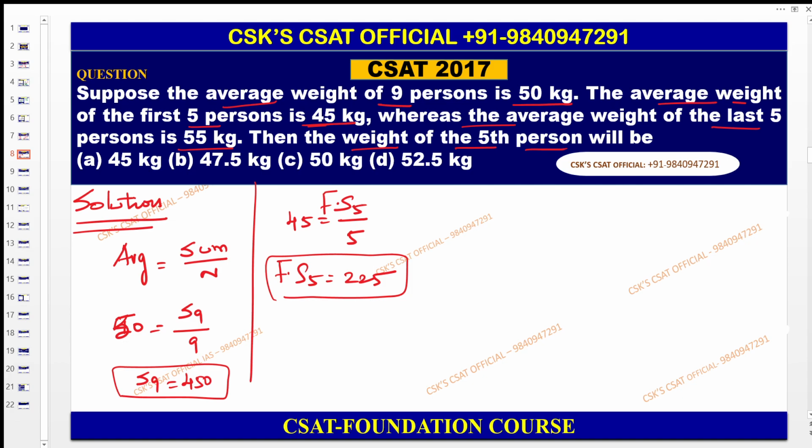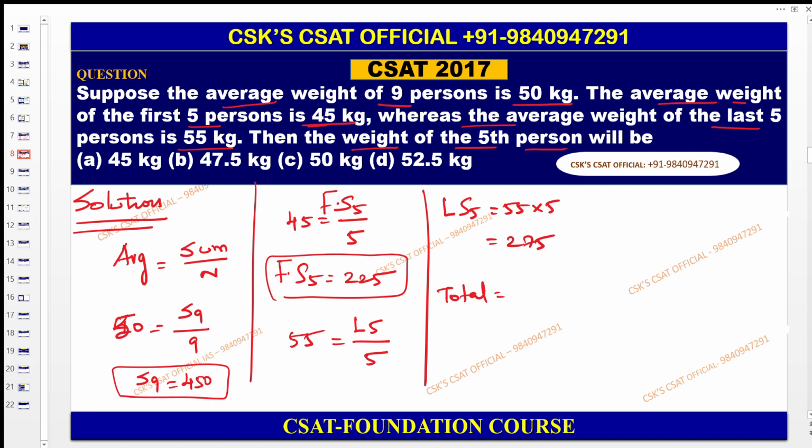Now, according to the question here, last 5. L5, I am taking as the last 5. That is nothing but 55. So therefore, sum of last 5 is equal to 55 into 5, which is equal to 275. Find out the total here. The total is equal to 275 plus 225, which is equal to 500 kg. That is for 5 and 5.